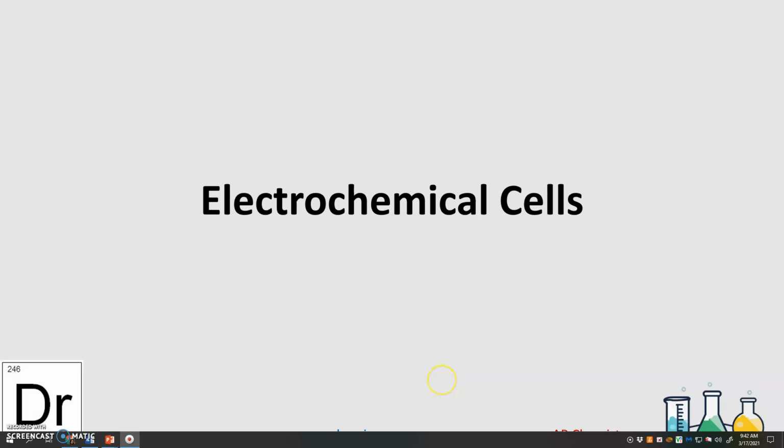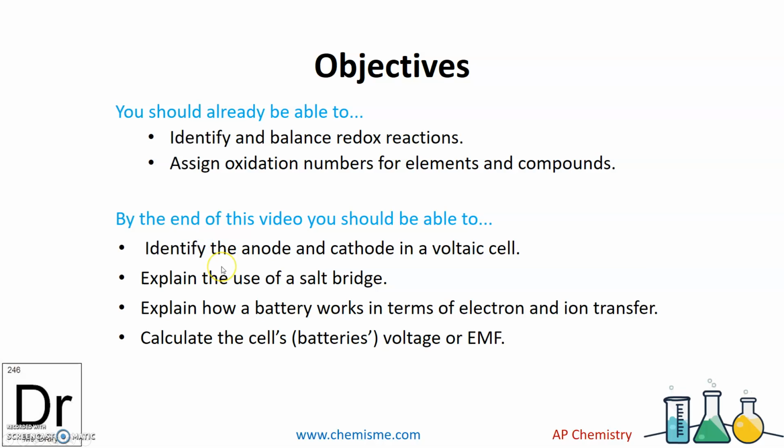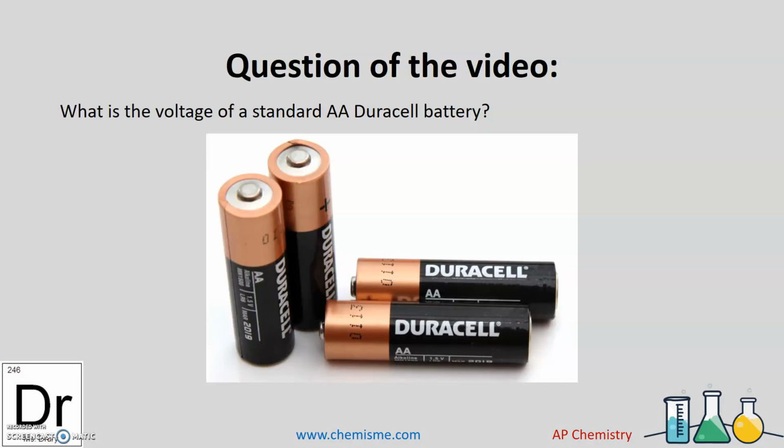This video is about electrochemical or voltaic cells, and by the end of the video you should be able to identify an anode and a cathode in a cell, explain the use of a salt bridge, explain how a battery works in terms of electron and ion transfer, and calculate the cell or battery's voltage or electromotive force. In order to do that, you should already know how to do oxidation numbers and identify redox reactions.